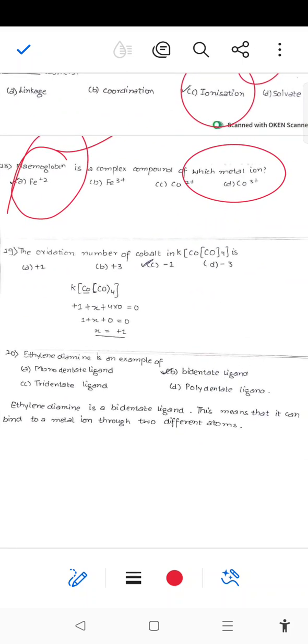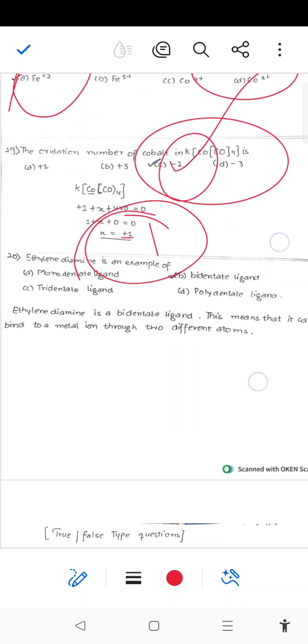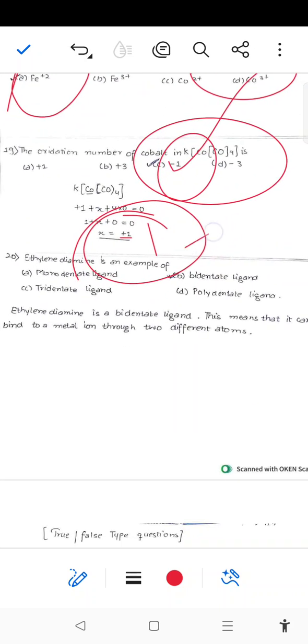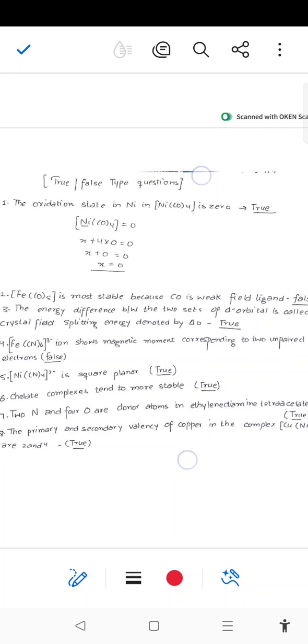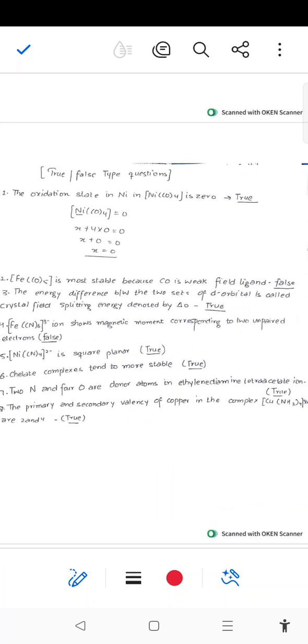Next, the oxidation state of cobalt in potassium Co(CO)4. That will give +1 plus X plus 0 equals -1, so option C is the right answer. Next, ethylene diamine is an example of a bidentate ligand, this is the right answer. Next, the oxidation state of nickel in nickel carbonyl is 0. So this is a right statement.